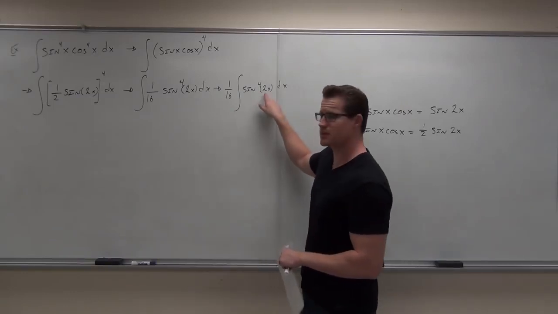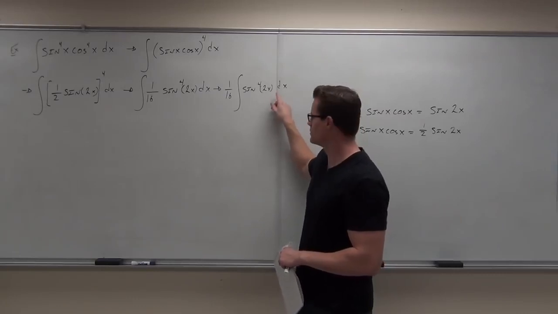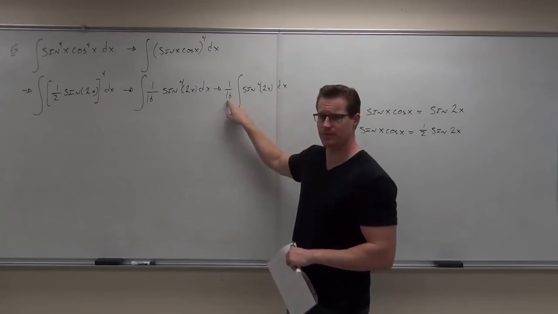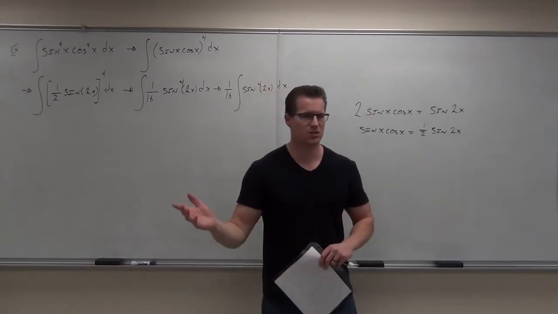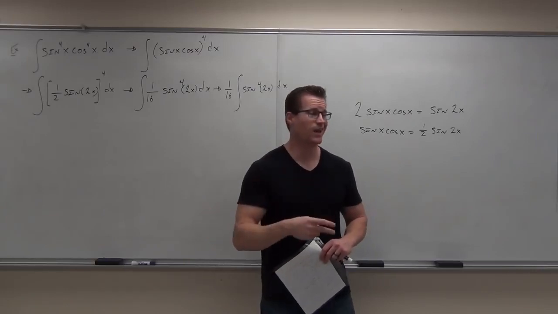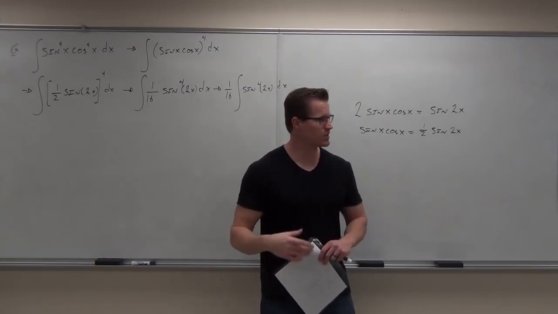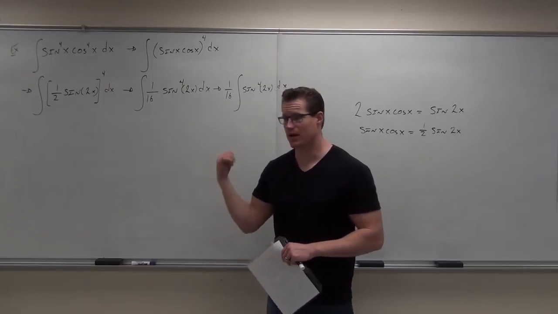You could just make a substitution. This is where you do it. U equals 2x, du over 2. This would be 1 over 32. You got me? Then you've got sine to the 4th of u du. And you do the reduction formula twice, and you'd be done with this thing. Do you guys get what I'm talking about? Look back in your notes or watch the video from the last section if you don't remember how to do the reduction formula.